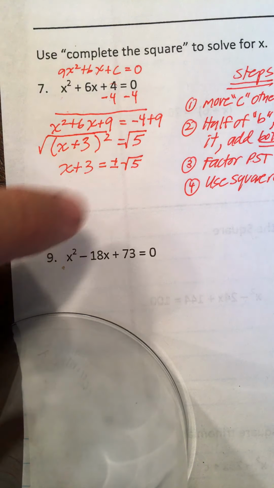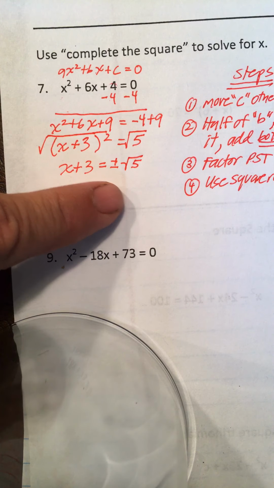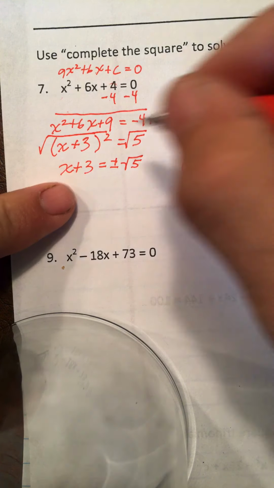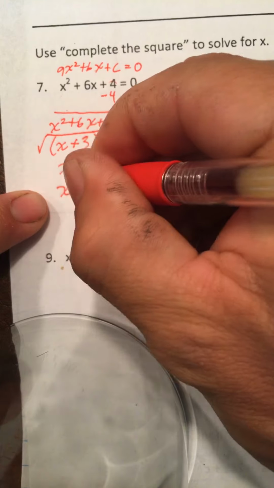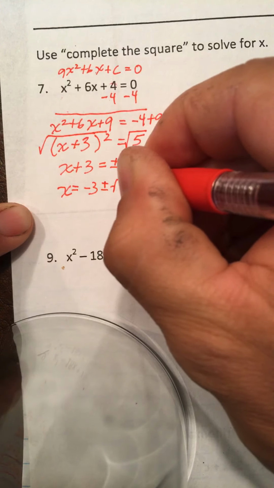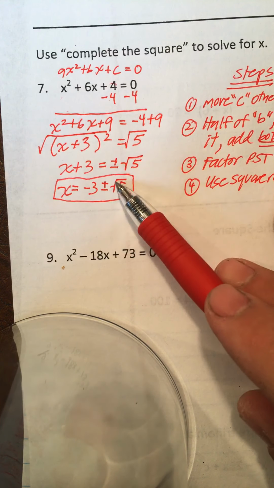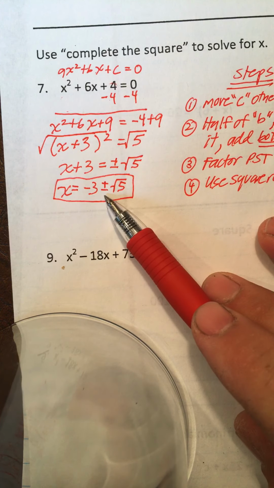Okay, so really there's two root 5s here, positive root 5 and a negative root 5. And we're solving for x. I have one more move to make. I'm going to subtract 3 from both sides, so I get negative 3 plus or minus root 5. And that becomes our final answer. We have two answers: negative 3 plus root 5 and negative 3 minus root 5.